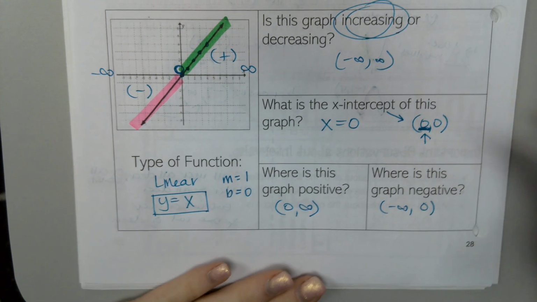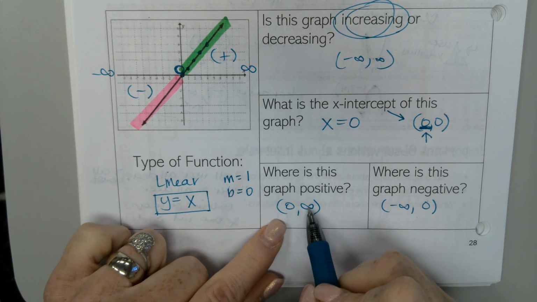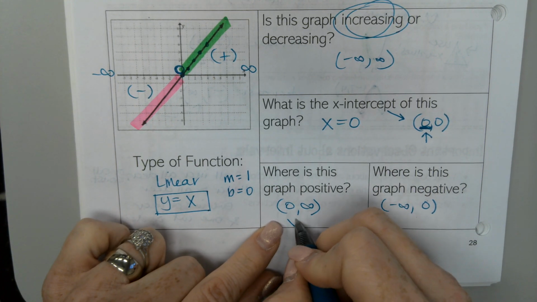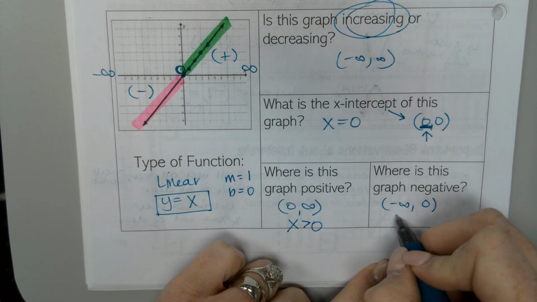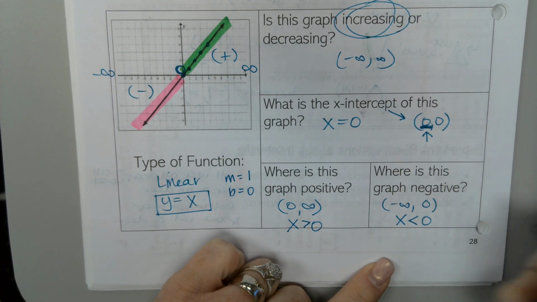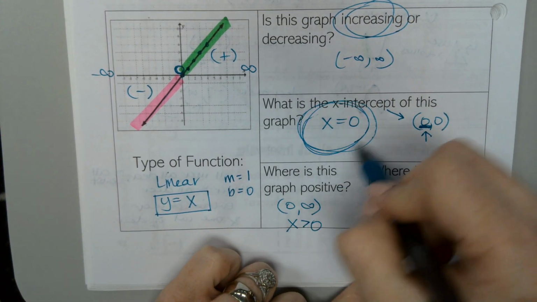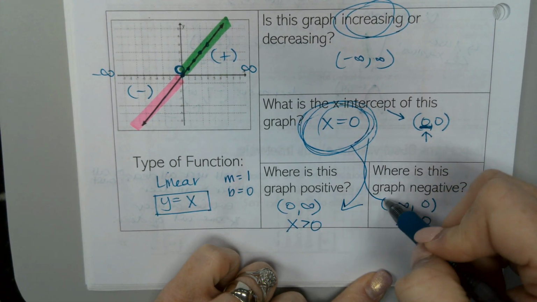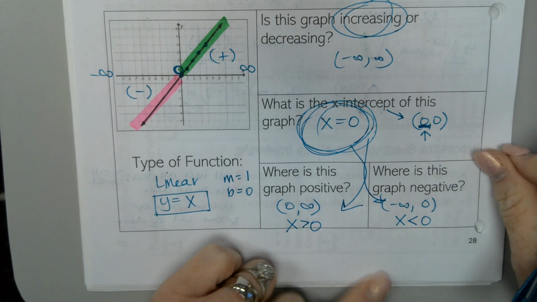Oh, you're okay. Now, another way that I can say this. It is positive when my x values are greater than 0. It is negative when my x values are less than 0. Once again, my x-intercept is what I'm using to help me write these intervals. Okay?